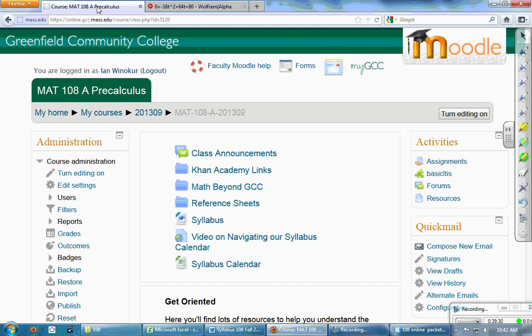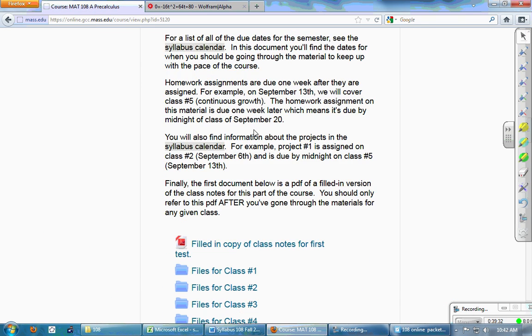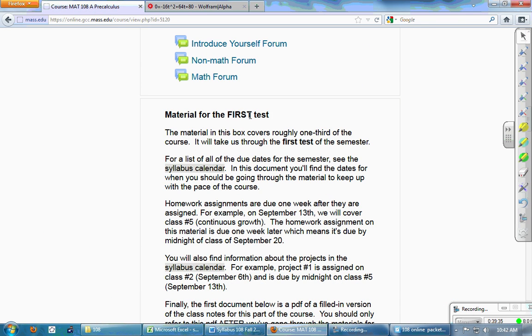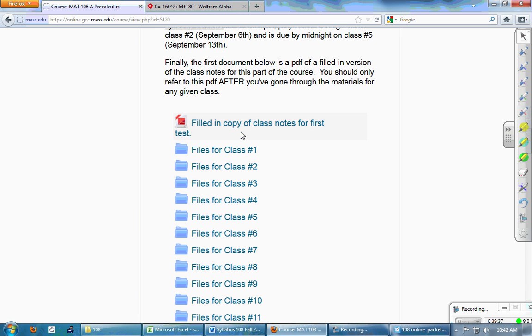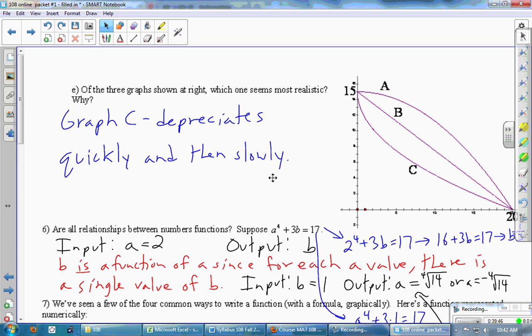So again, it's on our Moodle page. Scrolling down to the materials for the first test, you'll be in this box for a while. Right there, filled in copy of class notes for the first test. So if you click on that, open up the PDF, you will find exactly this thing in exactly this form.